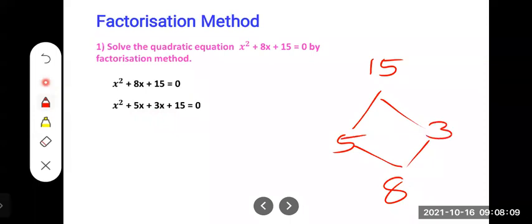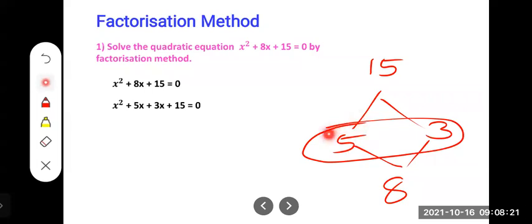So you can check and see, children. See, 5 threes are 15 we got, and 5 plus 3 is 8 we got. Okay, so that means our required numbers are plus 5 and plus 3. Is it clear, children? Yes. So that plus 5 and plus 3, I have written in the middle. Instead of this 8x, I have written this 5 and 3 along with x.